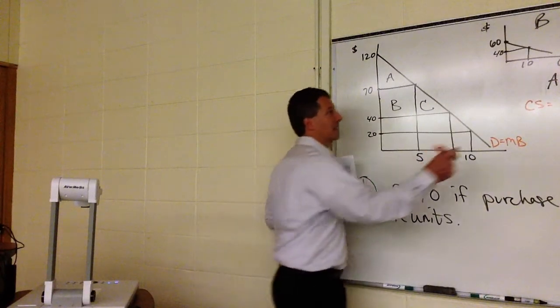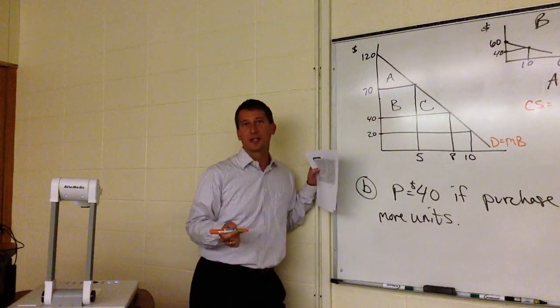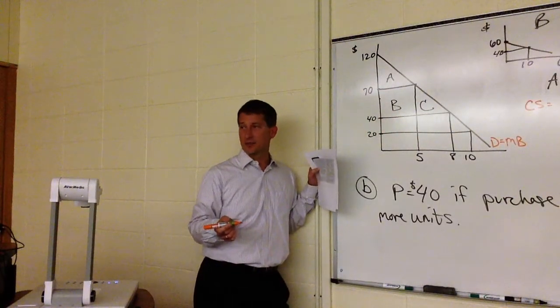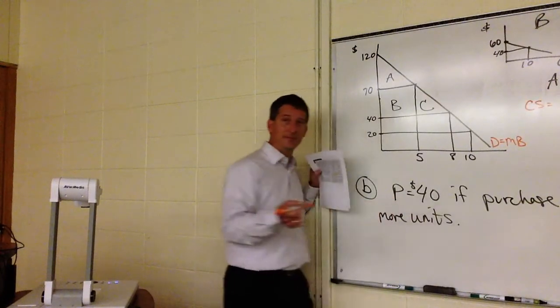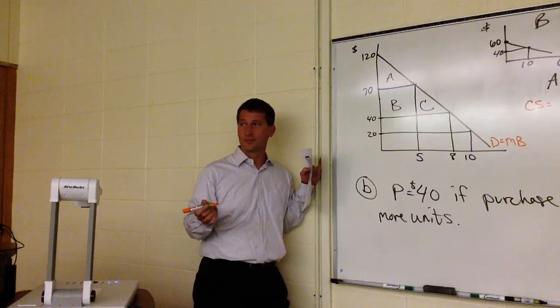What are we doing? Think about this. The difference between the price and the marginal benefit. What's the price you're paying for the 9th unit? 40. What's the price you're paying for the 10th unit? 40. So it extends.